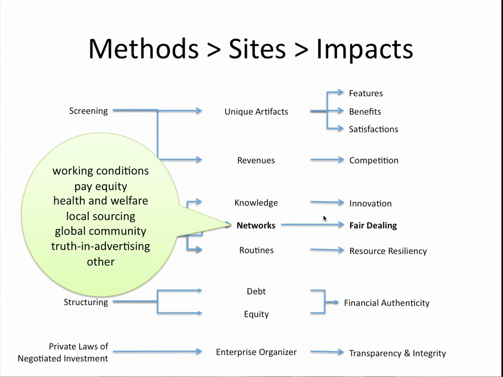We look at networks here. We're looking at fair dealing. A large number of things can come out of this, such as working conditions, pay equity, health and welfare, local sourcing policies, global community policies, truth in advertising and dealing with customers and markets, and other things like this that have to do with the way the business conducts its business with the people it deals with.